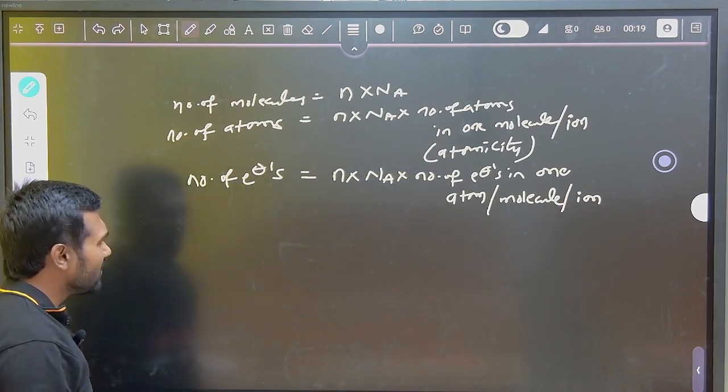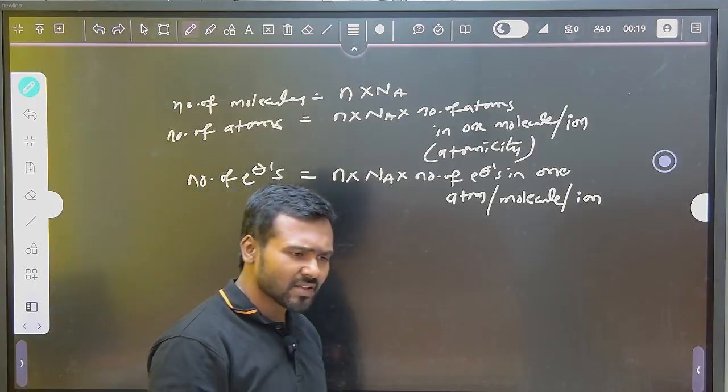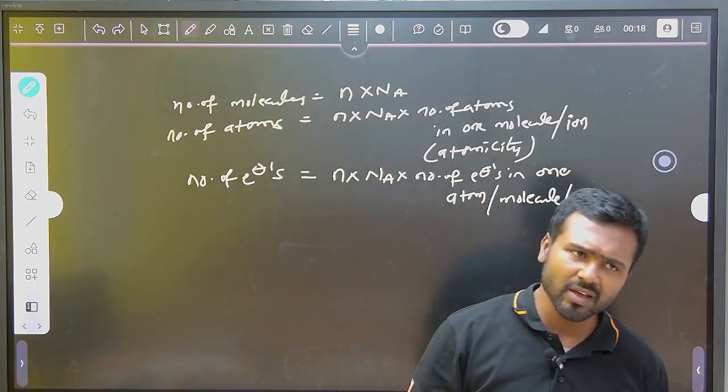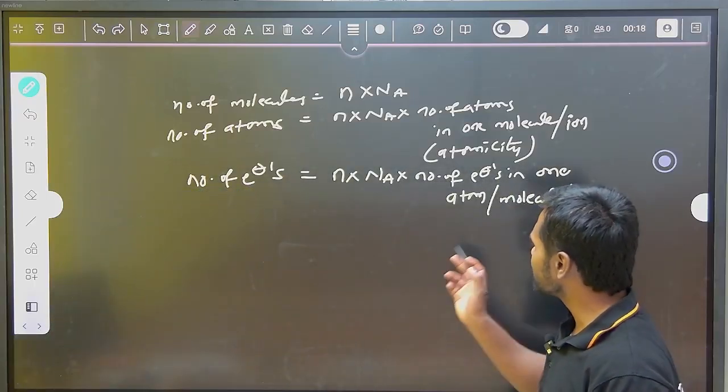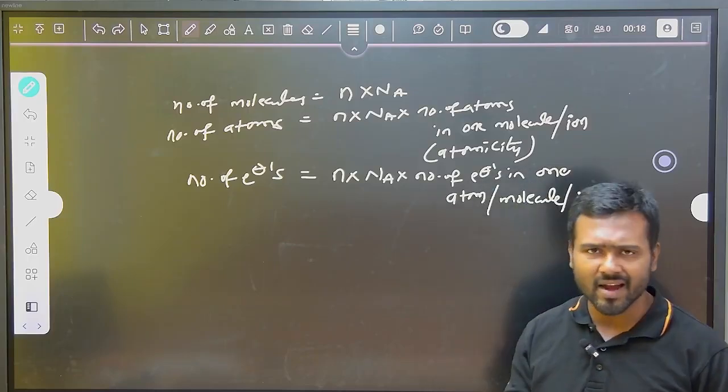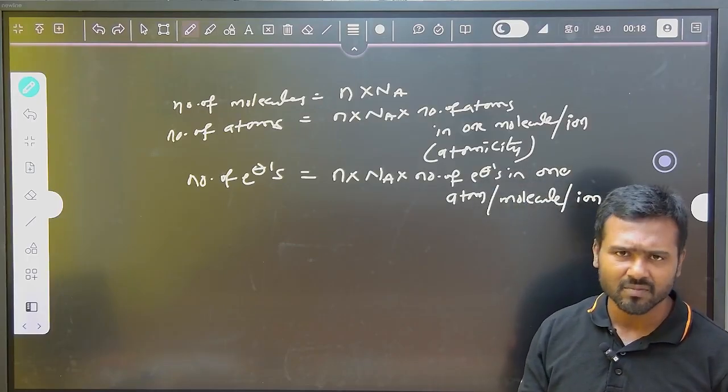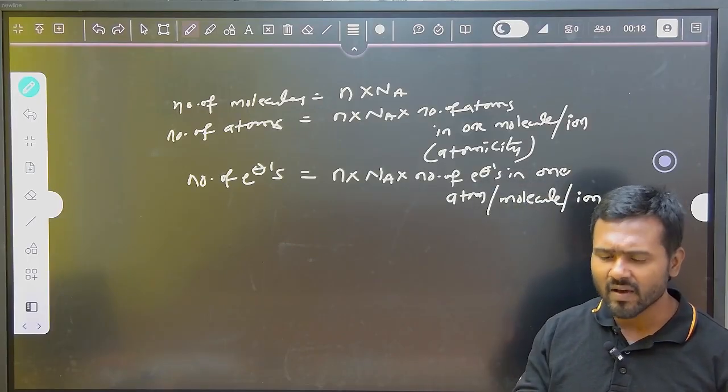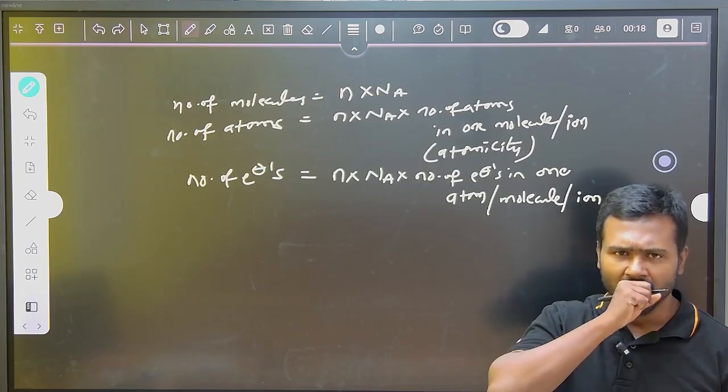Same like that, even the protons and even the neutrons can be given. Then instead of electrons, you can take the number of protons in one atom, one molecule or one ion, or else neutrons also in one atom, one molecule or one ion.